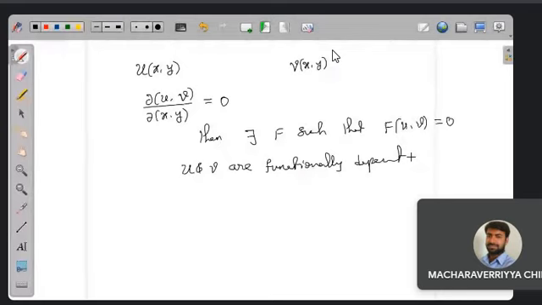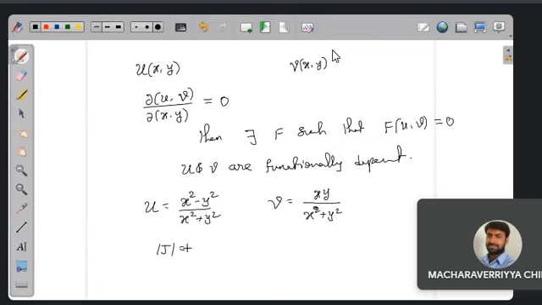Okay. So let me give you an example here. If I take u equal to x square minus y square by x square plus y square, and v equal to xy by x square plus y square. So these are the two functions I'm taking. Now all of you do one thing: find the Jacobian of uv with respect to xy. Take it and do it. Alright, if you do it, you're going to find it is 0.